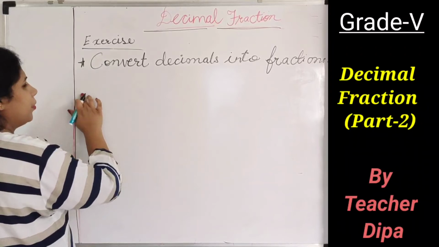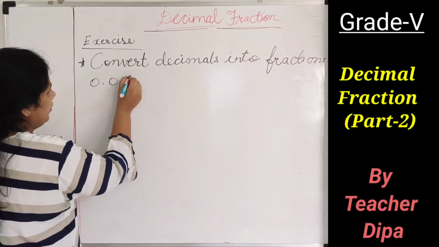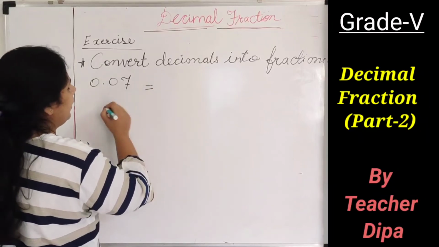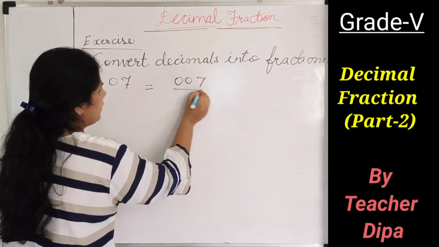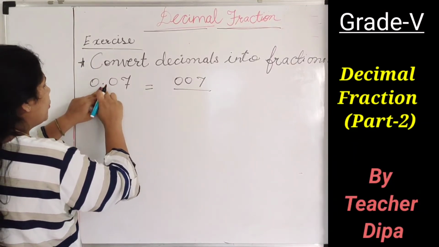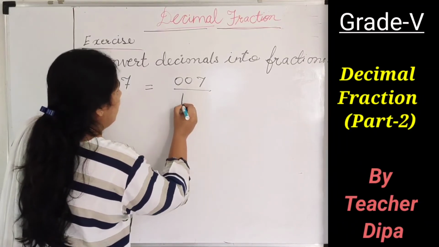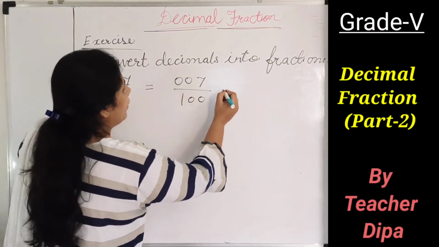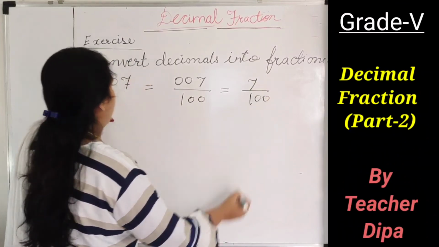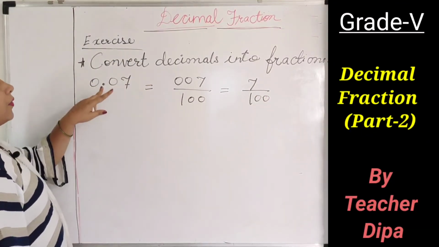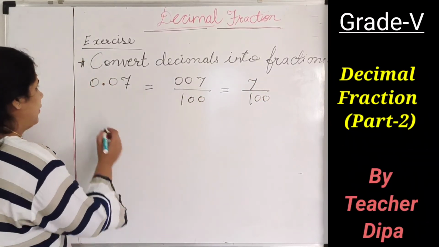I am writing a number, you can take any number. I am writing 0.07. So for that I am writing the 7 as it is, and as I am having two numbers after the decimal point, I am writing 100 below that, and my answer is 7 upon 100. So this is the conversion of 0.07 is equal to 7 upon 100.